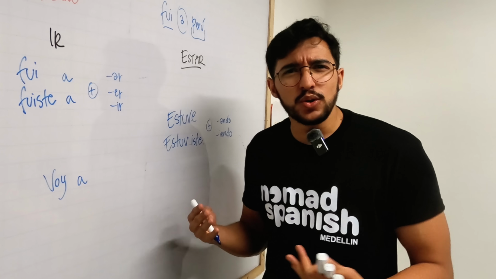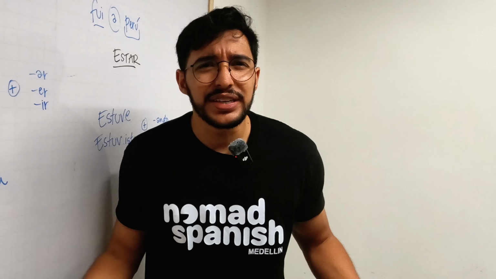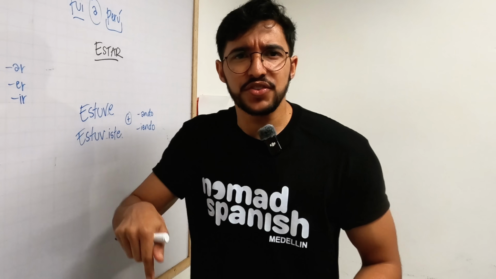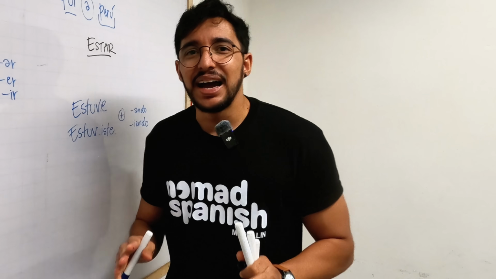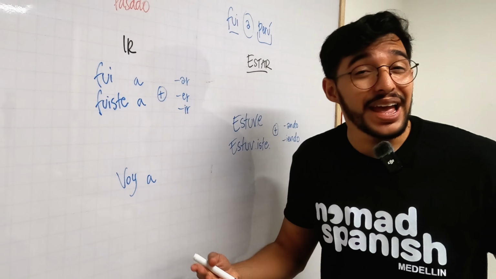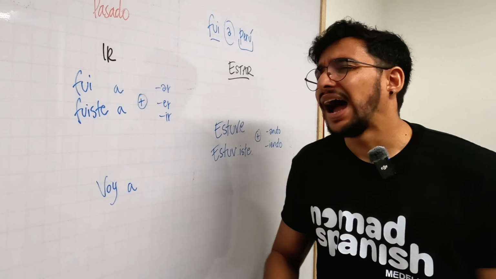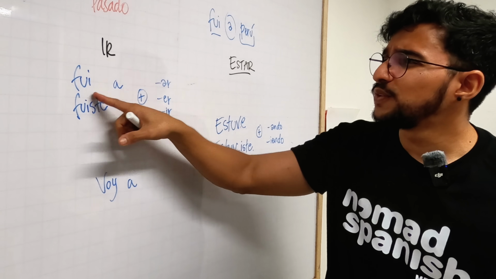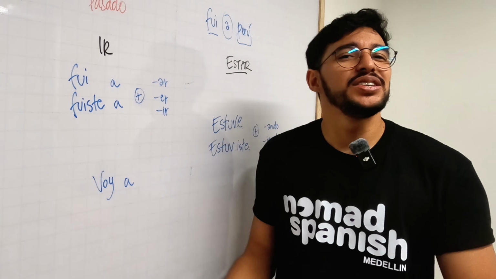So you don't want to say I was eating. You want to say like I went to eat. How would you say that? Pause the video if you want. Yeah, it would be fui a comer. I went to dance. Fui a bailar. I went to study in Medellín. Fui a estudiar a Medellín.